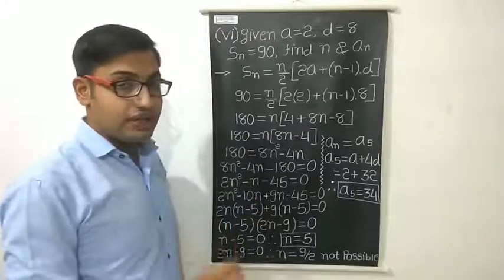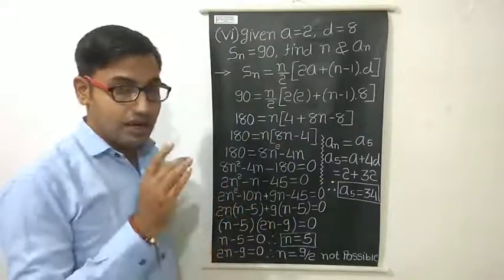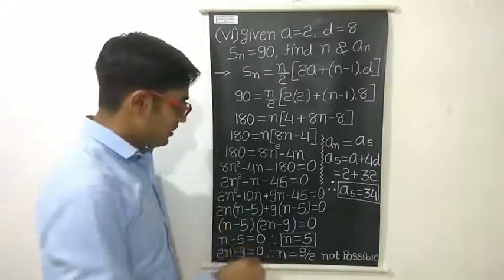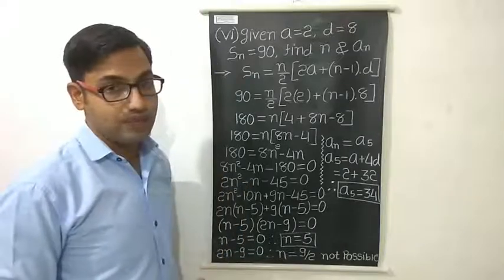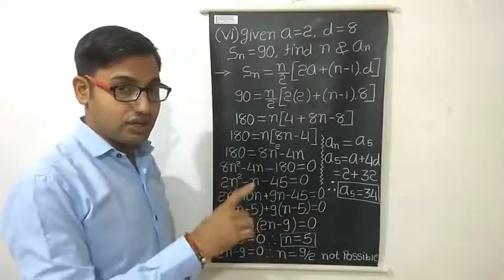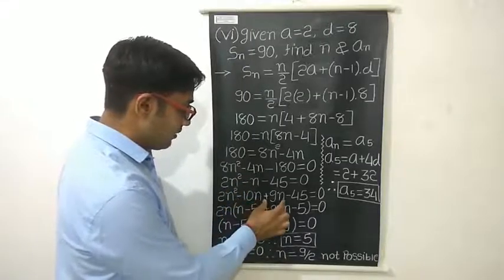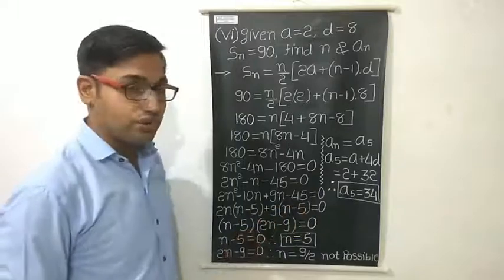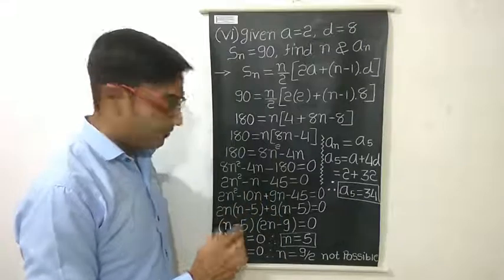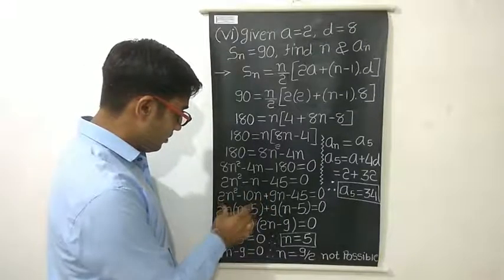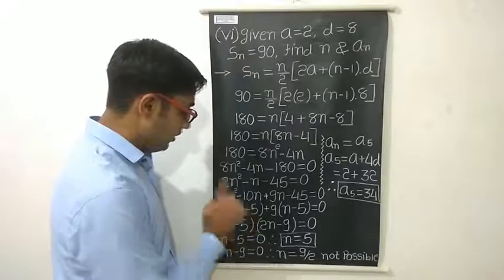We will use the splitting the middle term method. So here 45 times 2 is 90. Now factorize 90 such that the subtraction of both the factors becomes minus 1. So 10 times 9 is 90. We can use 10 and 9. So 2n square as it is, minus 10n plus 9n minus 45 is equal to 0. Minus 10n plus 9n is equal to minus n. Now take the common from these terms. We will get 2n as common, and what will remain in the bracket? Here n and here 5.